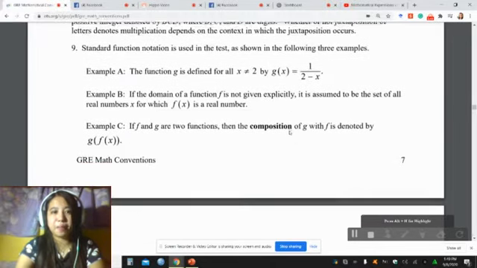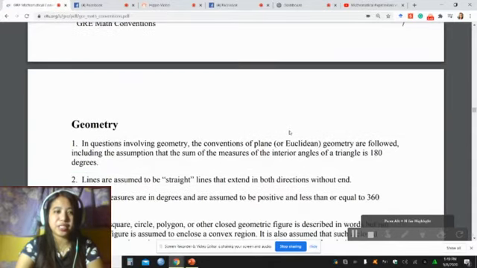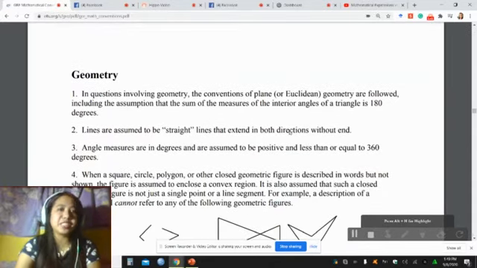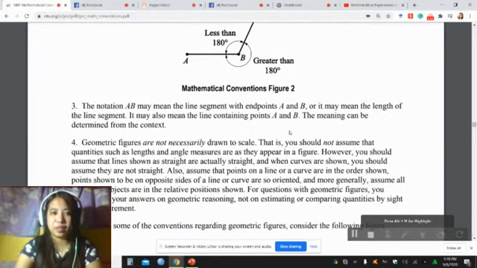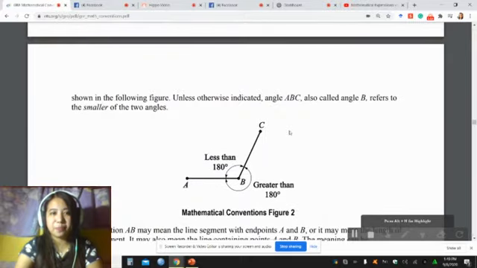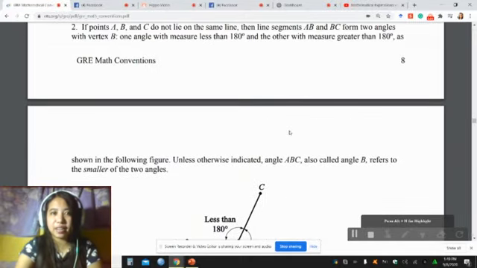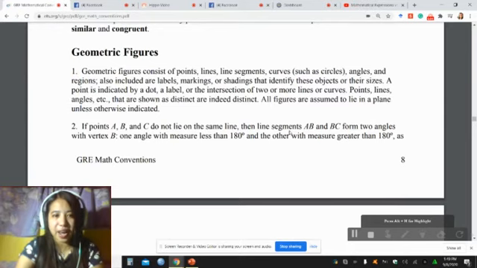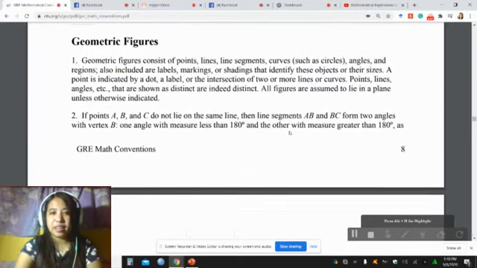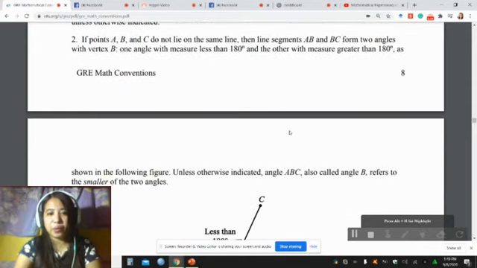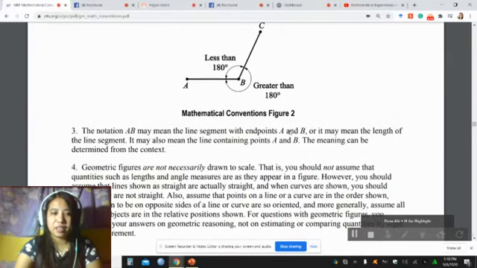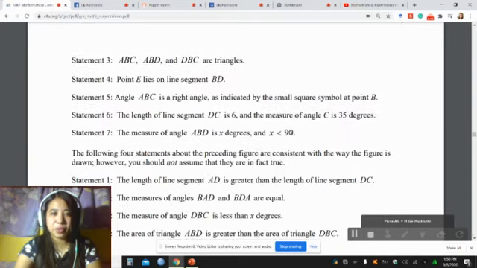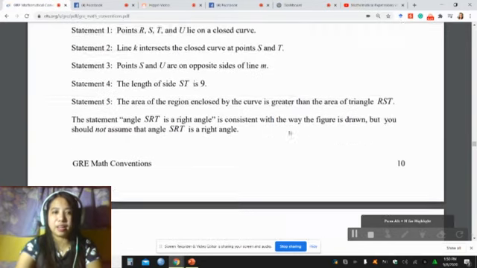So we have all the other mathematical conventions here. Even for geometry, we understand what is a line, what is a square, what is a circle, what is a polygon, and all other figures. We know that it is an isosceles triangle. We know that it is an equilateral triangle. We also know what we call the figure of angles. So it's all called mathematical conventions.